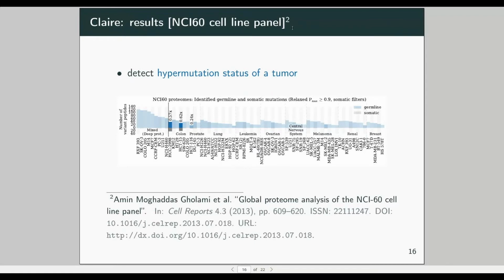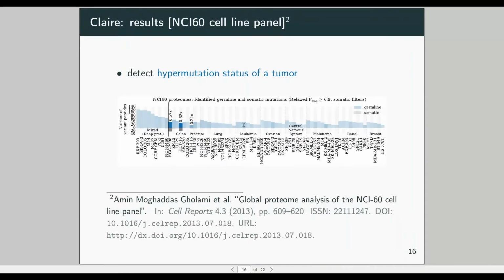Now I will show something you can do with Claire. Possibly you could do something similar with Decryptor, but given that I will speak about both, I will now focus on Claire. One thing one can do is to detect the hypermutation status of a tumor. The hypermutation status is a clinically relevant parameter because it can help to select the therapy. For example, it can indicate that the patient will likely respond to immunotherapeutic treatment of cancer.